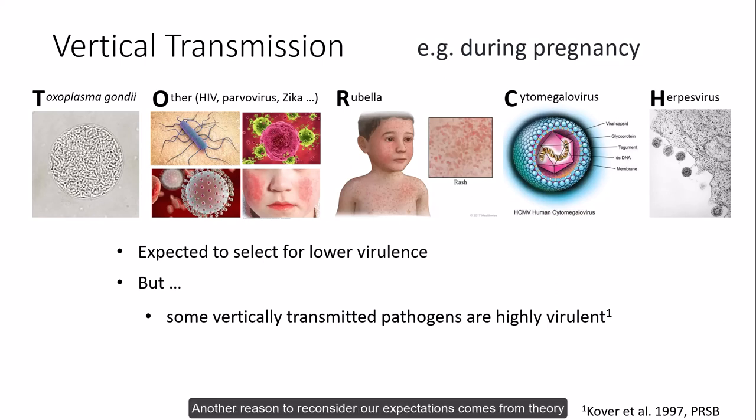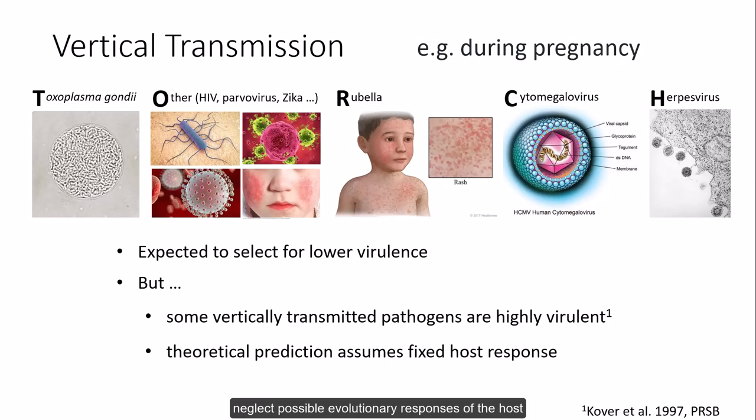Another reason to reconsider our expectations comes from theory. Models that predict vertical transmission drives virulence down neglect possible evolutionary responses of the host. Given that vertical transmission raises the stakes for the host, we might actually expect vertical transmission to spark an arms race and ultimately exacerbate the negative effects associated with an infectious disease.